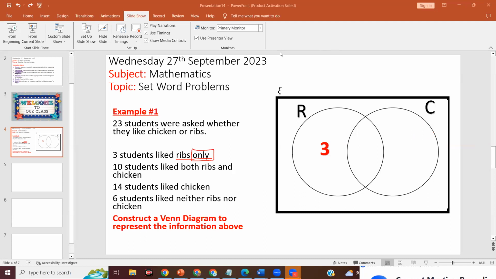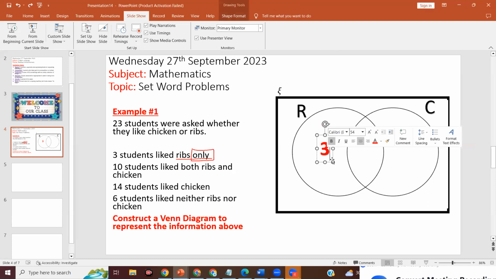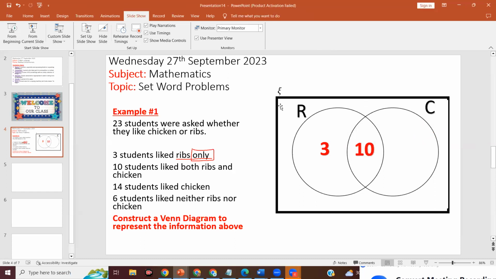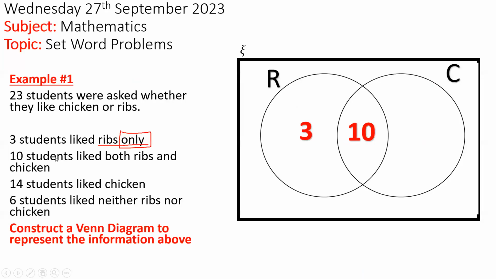All right, so this one in the middle is supposed to be what? We know that this is 10. We said that. But remember what they say. Please do not get distracted. They didn't say 14 students like chicken only. They did not say that. If they said that, then you could have put 14. But they said that what?